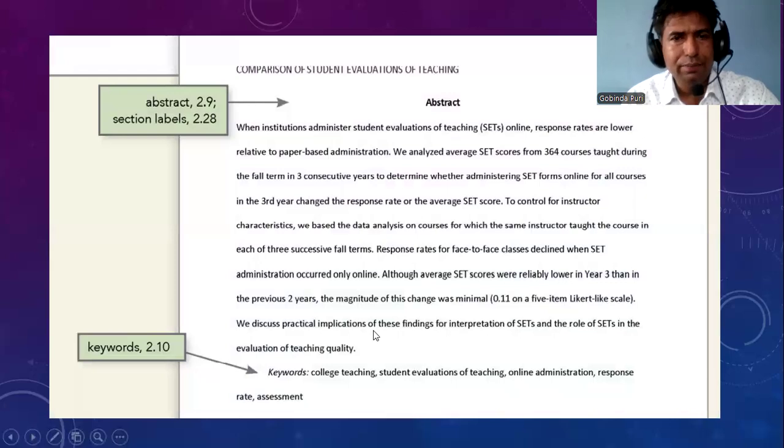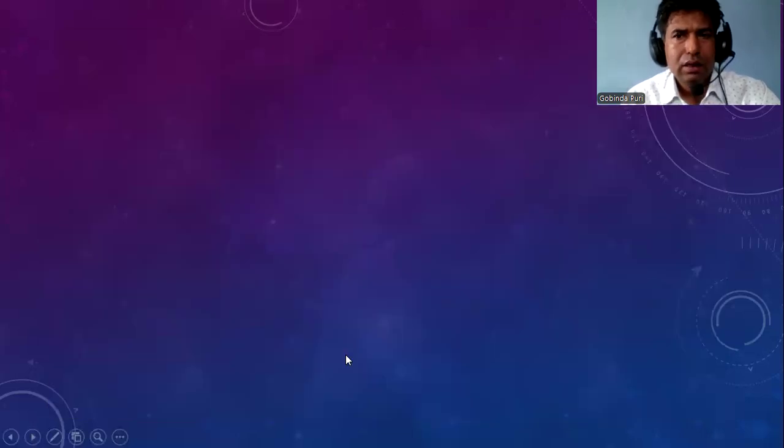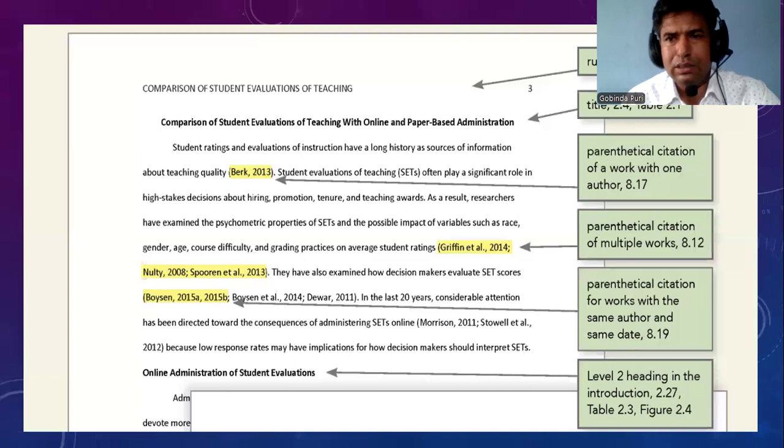Keywords are given, and in a paper, APA 7th style normally prefers writing 4 to 6 keywords or phrases. You can see the example over here. Running heading is running heading, but a professional paper does not need a running heading, and this is the title.